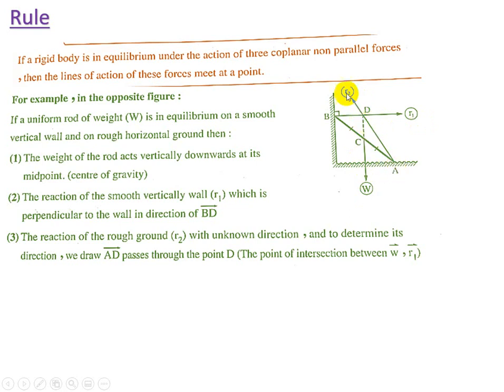Number 3, reaction R2, which is the reaction of the rough ground, has unknown direction. To determine its direction, it will pass through the point of intersection of R1 and W, according to the previous rule.